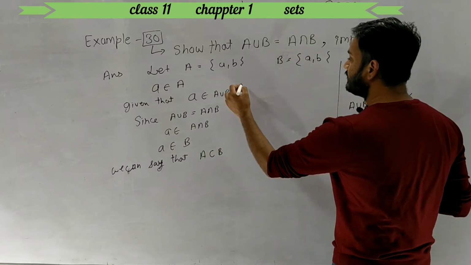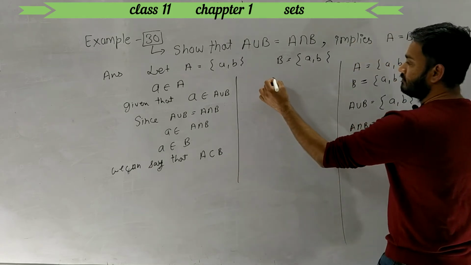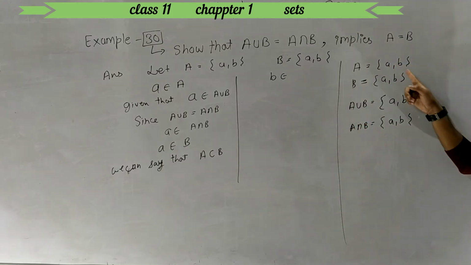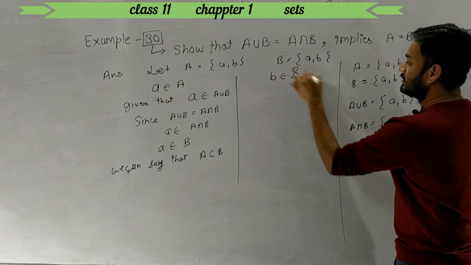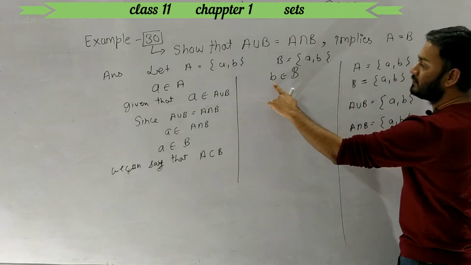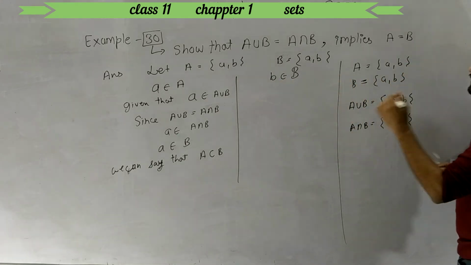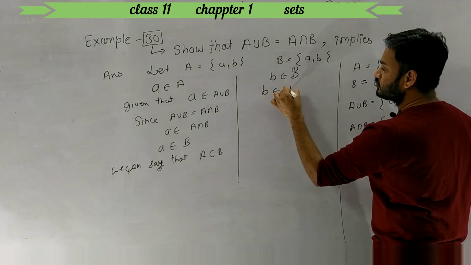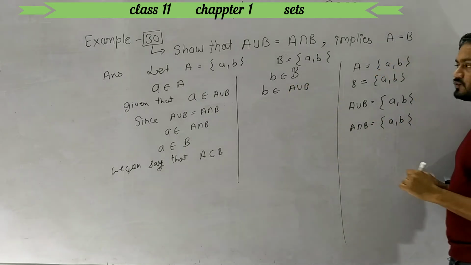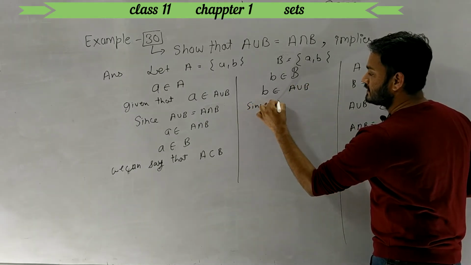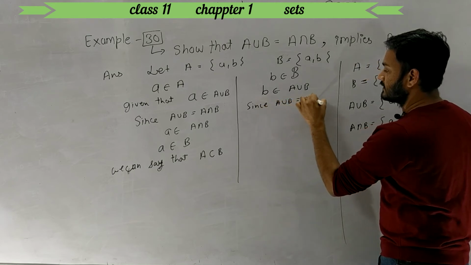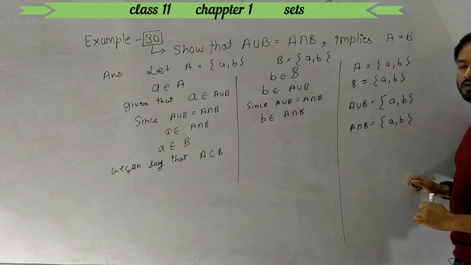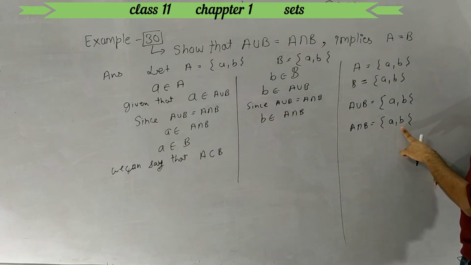Okay, and similarly if we see this, we can say that small b, sorry, small b belongs to capital B. Okay, so this small b will also belong to A union B, and if this belongs to A union B, we know that A union B is equals to A intersection B. So b belongs to A intersection B also. See, here it is, b belongs to A intersection B also.